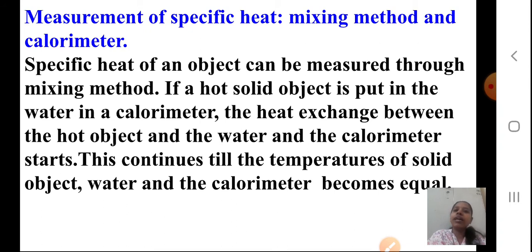Till what time will this exchange continue, students? Till the 3 objects, that is the object, the water and the calorimeter, all of them become of equal temperature. I hope this is clear. This continues till the temperature of the solid object, water and calorimeter becomes equal. Now only I told you this. Yes, this exchange will continue till that time.